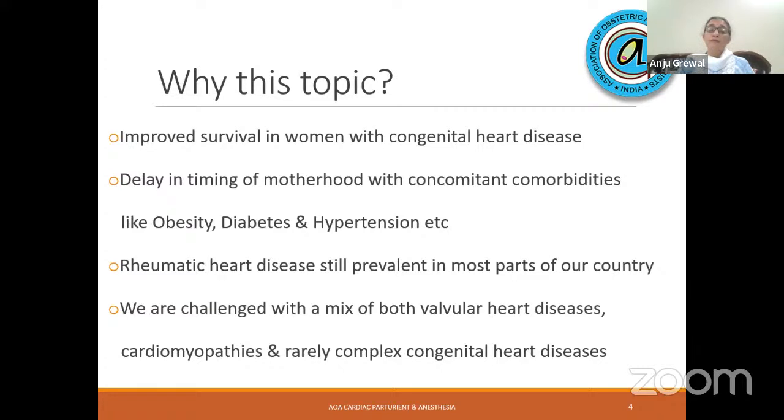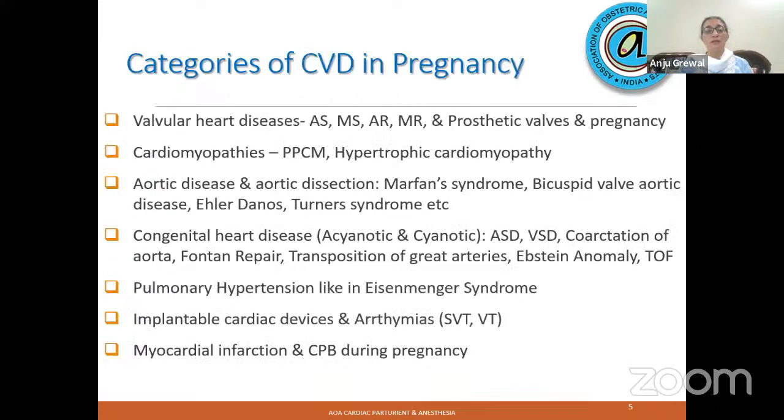Rheumatic heart disease, though it is waning away from the West, of course, is still prevalent in many parts of our country. So we do have a challenged mix of both valvular heart lesions, cardiomyopathies, and of course, congenital heart diseases. So if you look at the categories of cardiovascular diseases in pregnancy, one, as I said, is a big chunk taken by valvular diseases, the mitral stenosis being the leader of the lot. And now we have a lot of women coming with prosthetic valves with pregnancy coming to us.